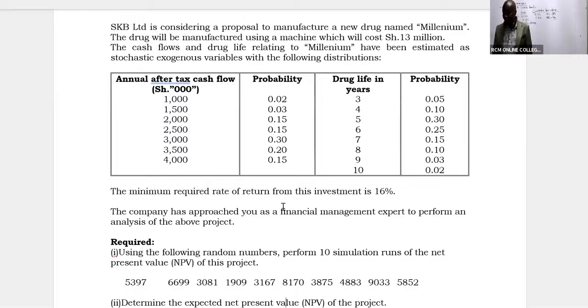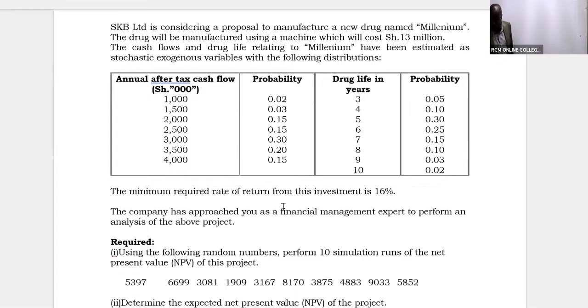All right. The company has approached you as a financial management expert to perform an analysis of the above project. Required: using the following random numbers, perform 10 simulation runs of the net present value of this project. This is an examiner who is wishing you success. You'll be able to get all the marks. These are good examiners, those examiners who are not sadists. They wish you success. And there are not very many on earth.